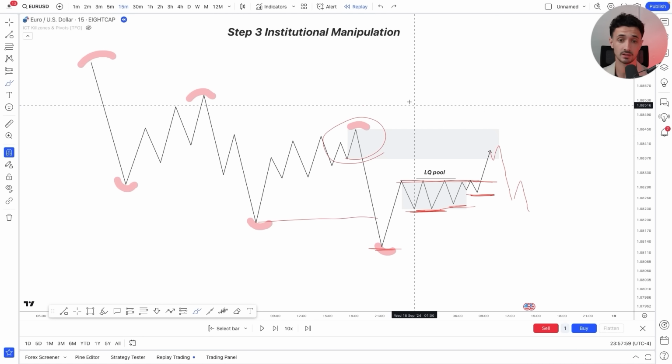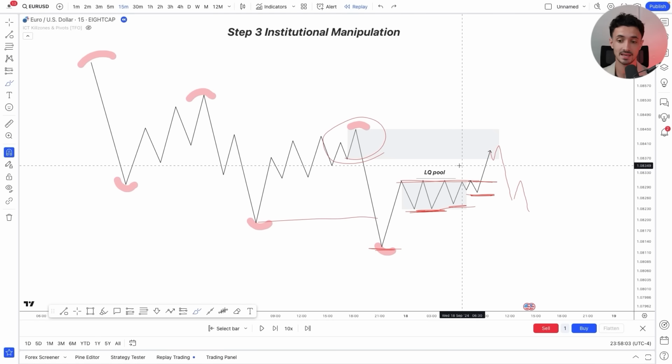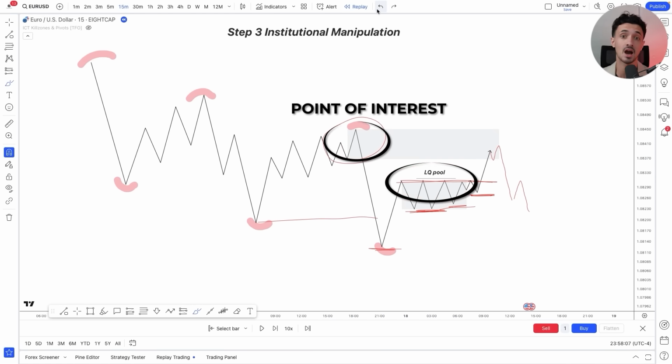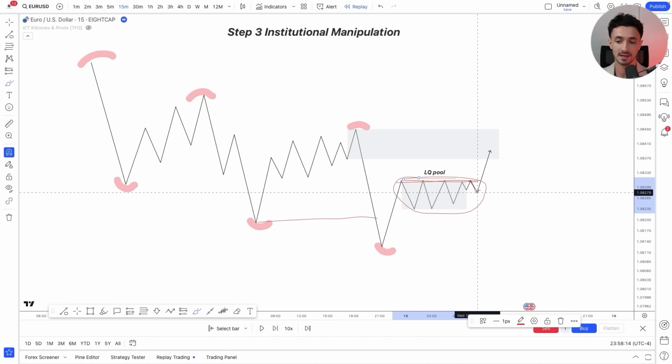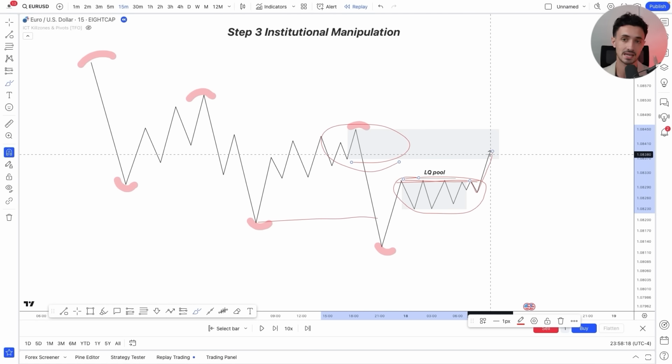So that is what we're looking for. Step number 3 is an area of institutional manipulation. What we need to see is a liquidity pool form just before our point of interest to make it high probability. So after we get that liquidity pool build-up, we want to wait for a manipulation of that liquidity pool into our area of interest. And then we're going to wait for step number 4, which we're going to dive into right now.